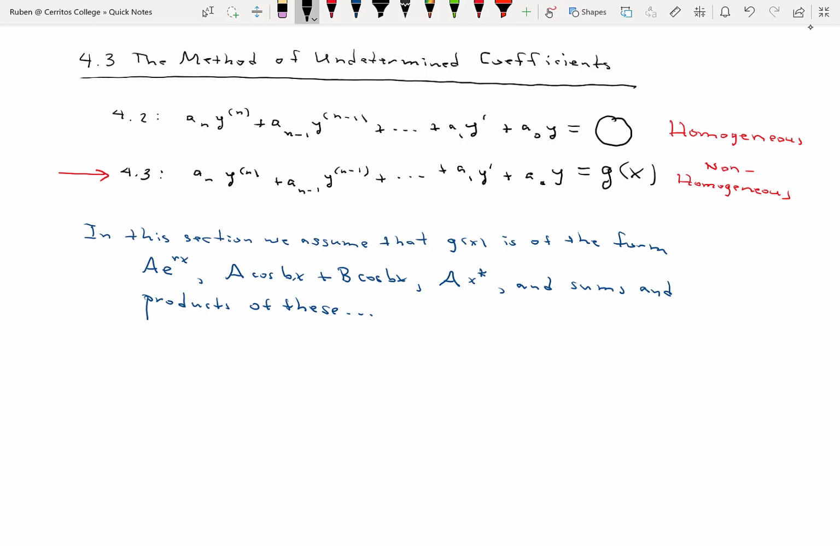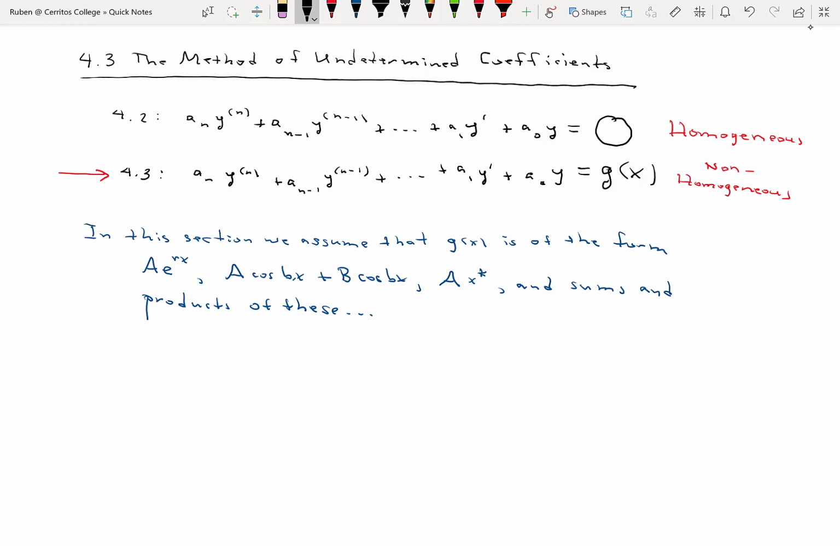To recap, in section 4.2, we studied the differential equations of the first form you see on your screen. They're called homogeneous differential equations. More specifically, they're homogeneous constant coefficients. That means all the A's are constants. Constant coefficient linear ordinary differential equations. I think we left out the term ordinary, but these are ordinary differential equations as opposed to partial differential equations. Anyways, in 4.3, we generalize the situation a little bit more.